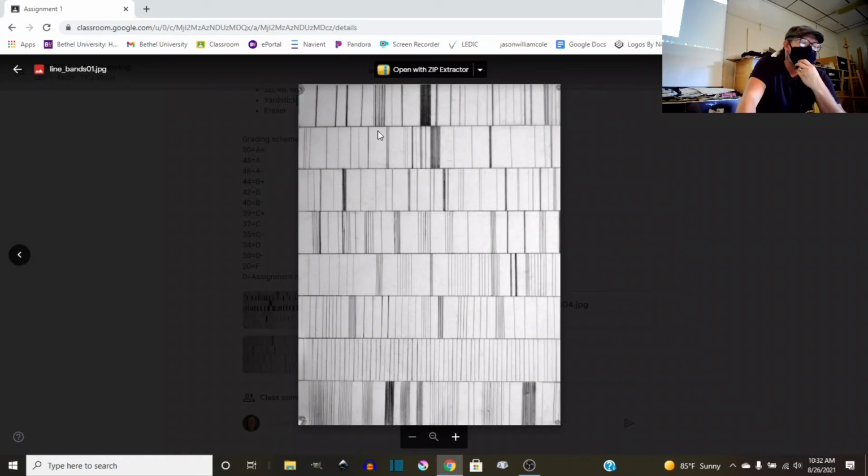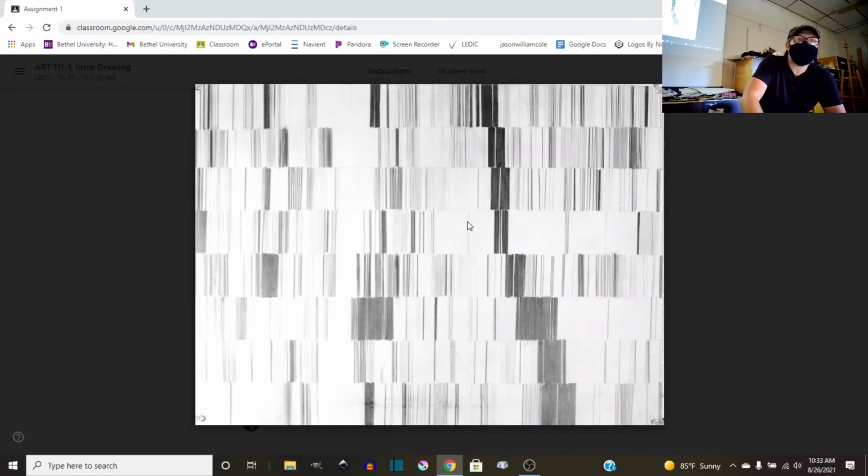And so what we're talking about is you're going to take your sheet of paper, you're going to divide it up into at least 8 horizontal bands. There can be more if you want. And you can have your paper turned this way, or you can have your paper turned that way.